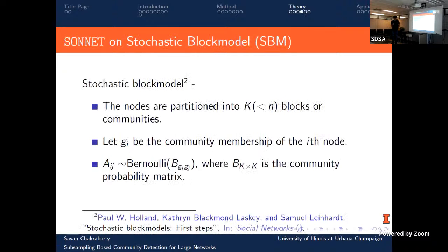So now we can apply this on different problems. I'll just present the stochastic block model, or SBM, case. In SBM, the nodes are partitioned into k blocks or communities, and let Gi be the community membership of the ith node. Then we assume that the ijth entry of the adjacency matrix, Aij, follows Bernoulli(B_{Gi Gj}), where B is a k by k community probability matrix, and these are independent. So if i belongs to community 3 and j belongs to community 5, then it will just be B_{3,5}. So we have a k by k community probability matrix.